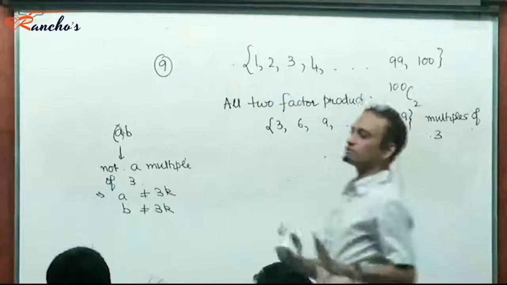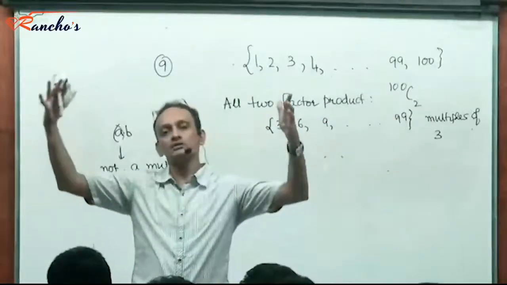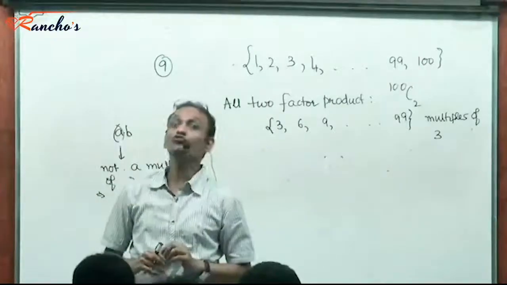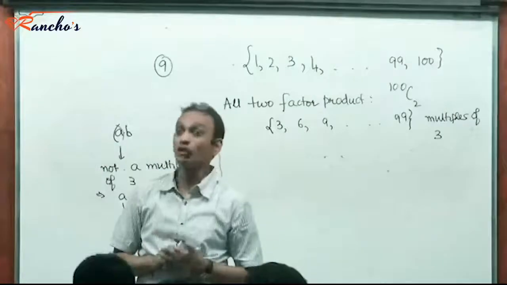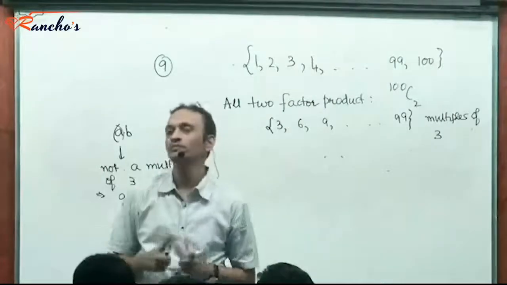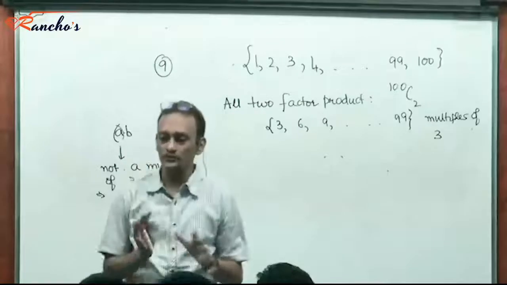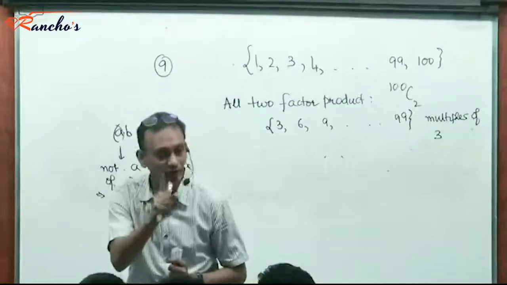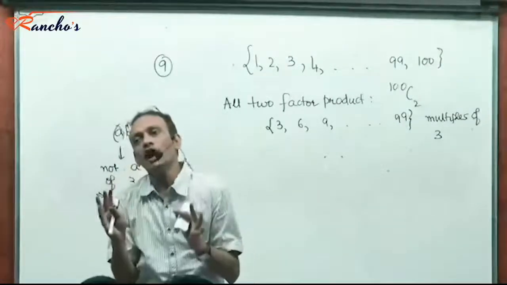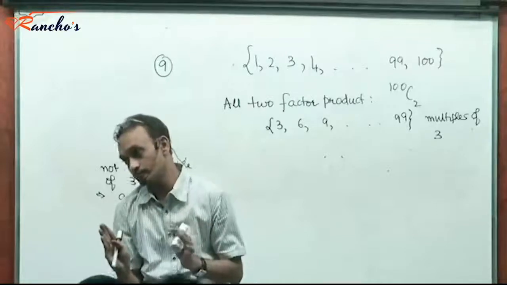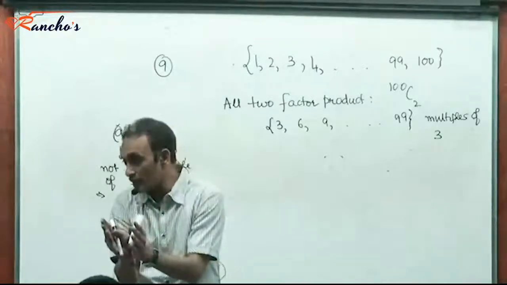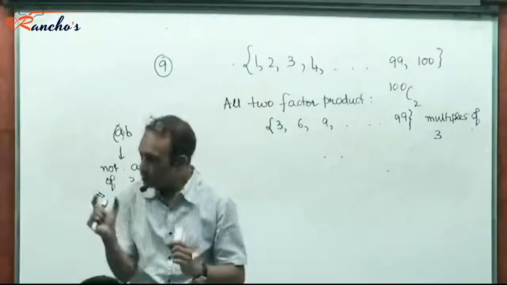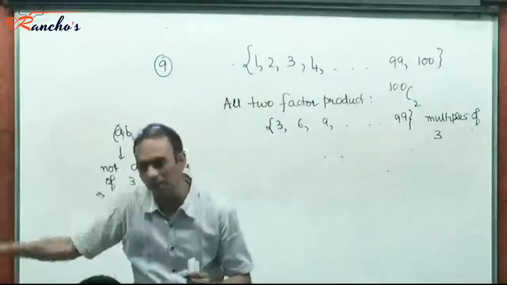I'll repeat. There are 100 numbers. The original problem boils down to finding all two-factor products that are multiples of 3. Now that's a little more complicated problem to deal with. However, I want to deal with the complement of this problem. That means I want to find all two-factor products that are not multiples of 3. Let me find that. First of all, unconditionally, how many two-factor products are there? 100C2. Some of them are multiples of 3. Some of them are not multiples of 3. This is all that you have. A two-factor product will either be a multiple of 3 or it will not be a multiple of 3.